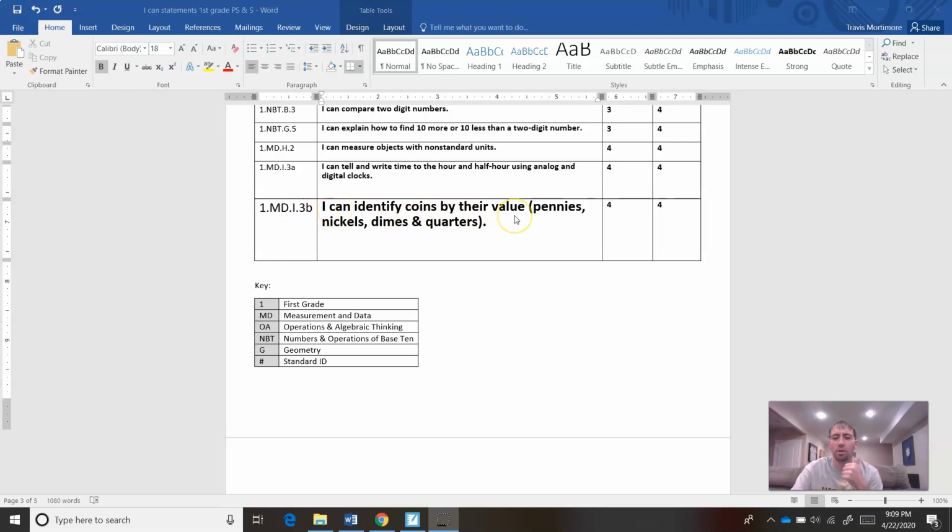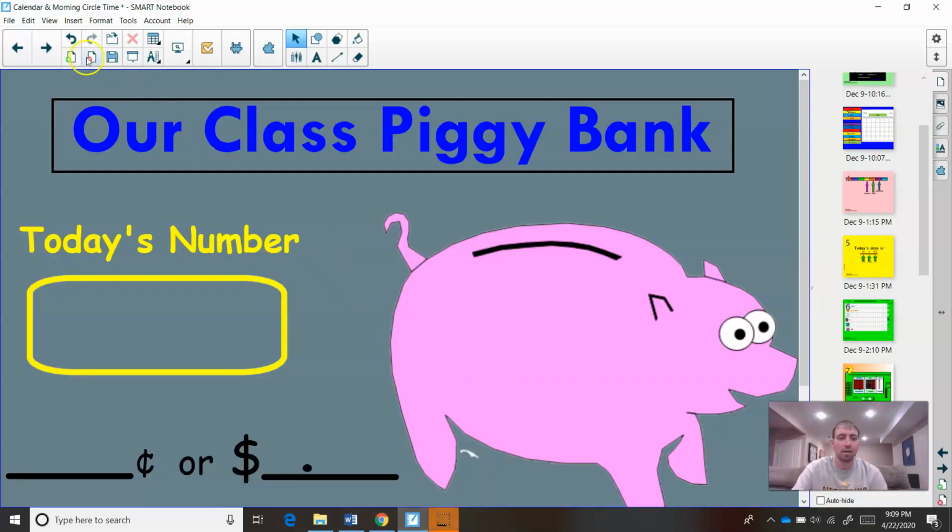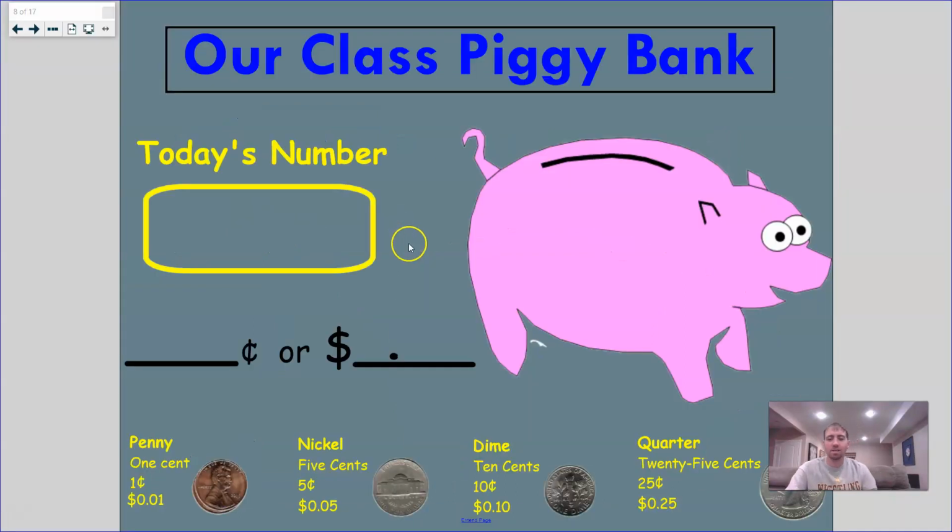So we need to be able to know what the penny is and how much it's worth, the nickel and how much it's worth, the dime and how much it's worth, and the quarter and how much the quarter is worth. So today we're going to take a look at those coins so we can recognize them and be able to identify them. Today, we're going to break it down just by looking at pennies and nickels. So our first coin is our penny.